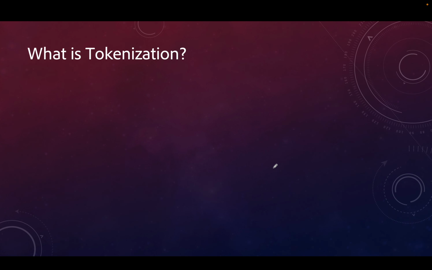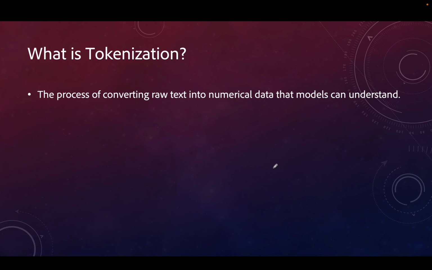So let's understand what tokenization is. The input text that we give to an LLM is in raw format and it cannot be directly consumed by the models. So we need a mechanism to convert that raw text into some numerical representation. This process is nothing but tokenization.